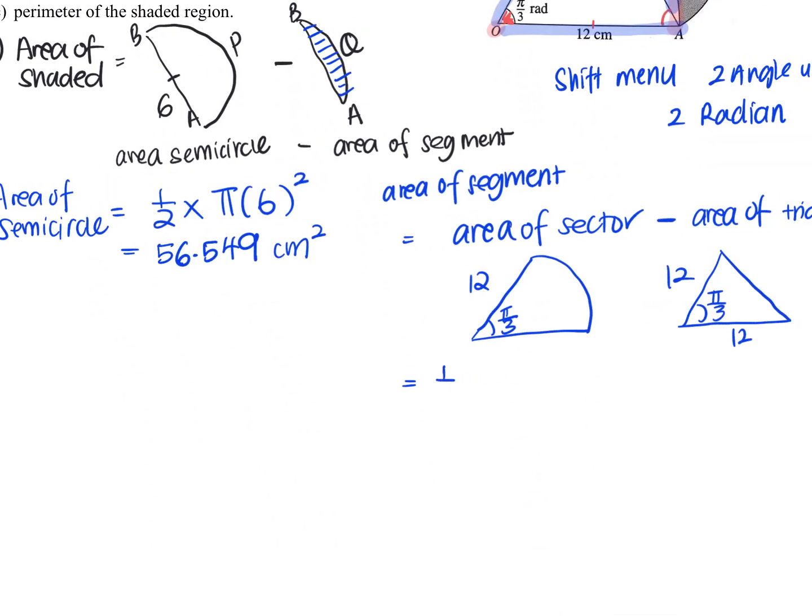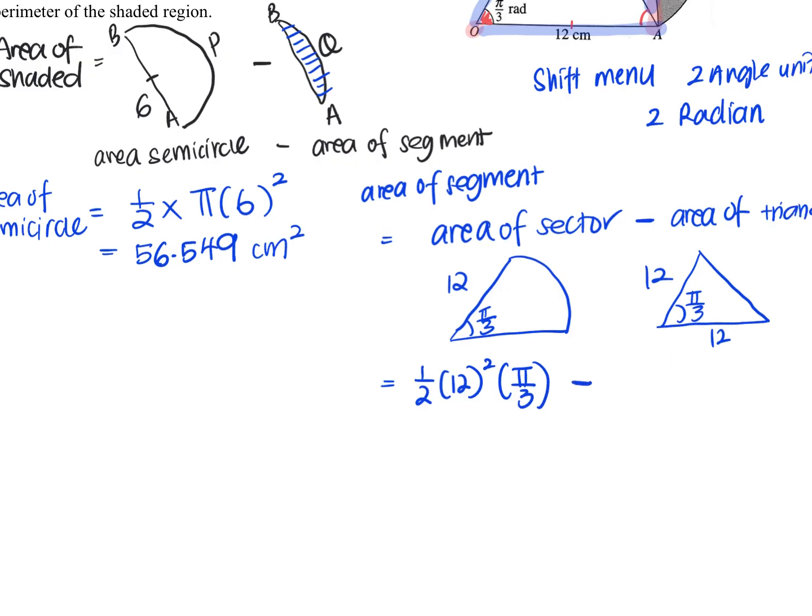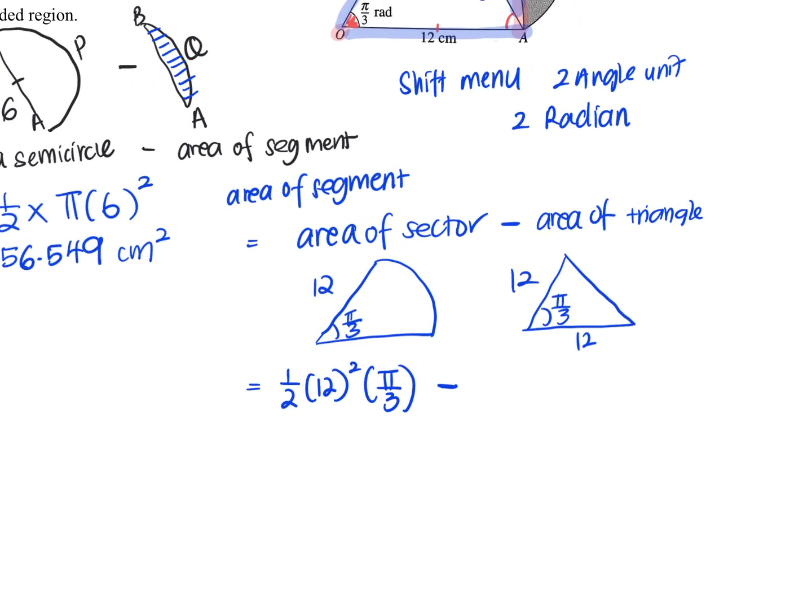So we will have half radius squared, which is 12, and theta, pi over 3. Then minus away the area of the triangle. What's the formula for the area of a triangle we're going to use? Please don't tell me half the base times height. The next formula is half AB sine C. Correct.